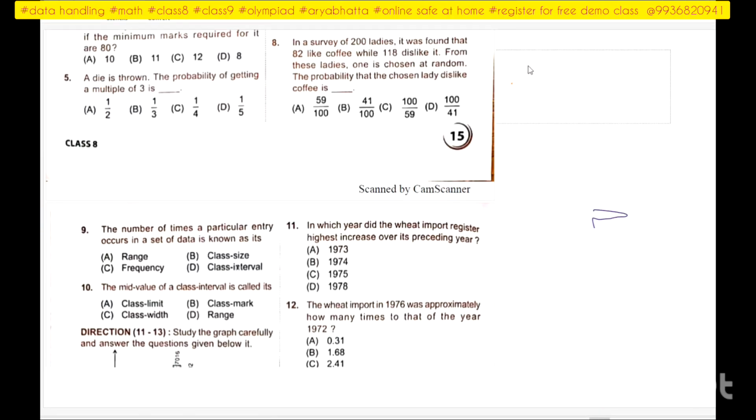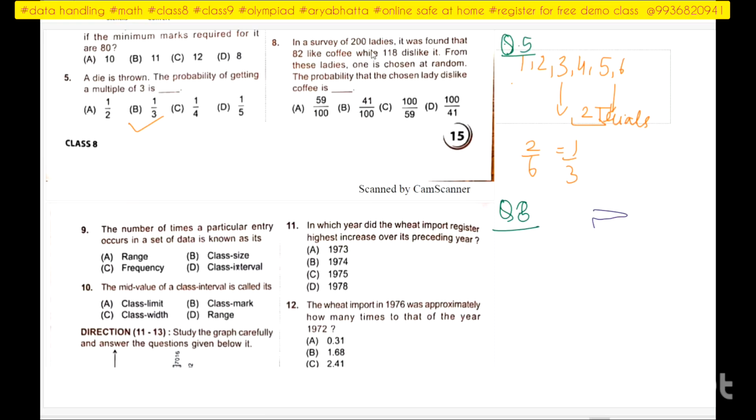So I know that in a dice, how many numbers? 1, 2, 3, 4, 5, 6. Okay, 1 by 3. How can you say 1 by 3? Very good. So multiples of 3 will be 3 and 6. That means we have 2 outcomes, 2 trials, right? Or 2 events, and the total is 6. So 2 by 6 is equal to 1 upon 3. Very good. Now see question number 8.